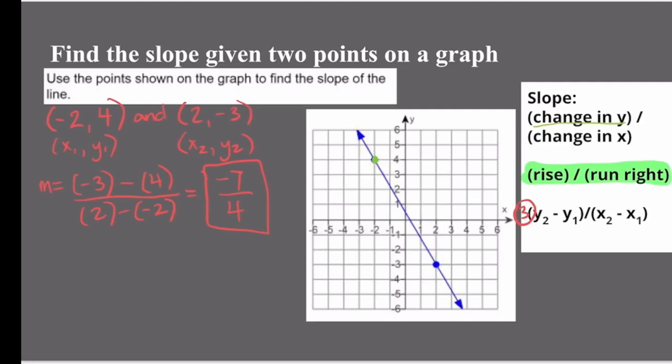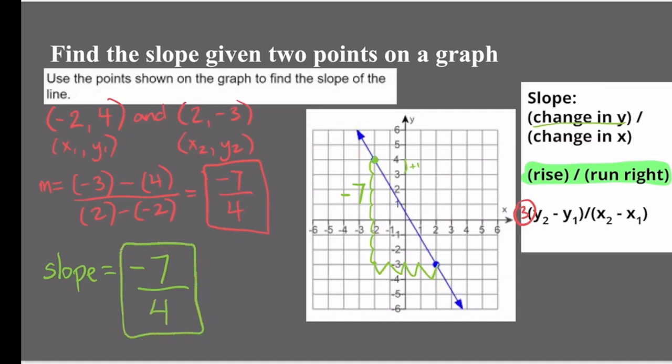And we could count 1, 2, 3, 4, 5, 6. The slope, the change in the y values, goes down 7 boxes. Each box is only one value. So that's -7. If we go to the right, 1, 2, 3, 4, it's going to the right 4 spaces. So your slope is -7 over 4, using either your rise over run, visual for the graph, or your formula.